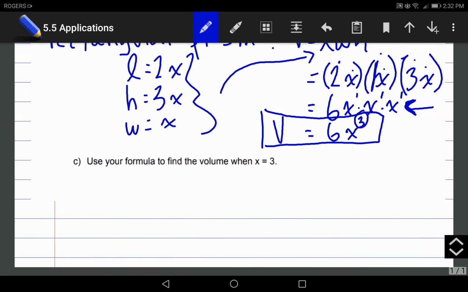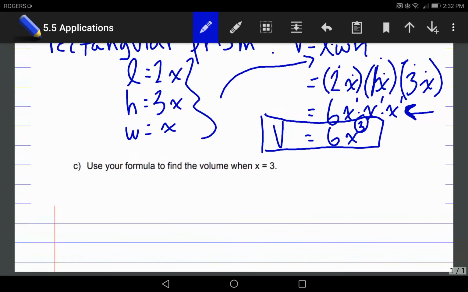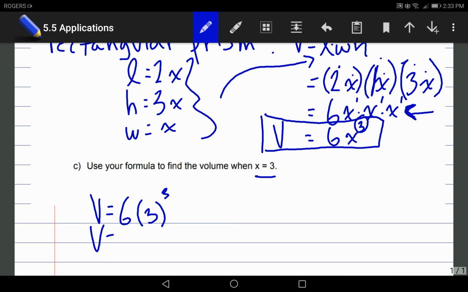let's answer kind of the type of question that always follows up. Once you find the formula, it'll ask you to substitute a value for x. So let's substitute in x equals 3. So we get volume equals 6. Now instead of x, I'm going to put a 3 in brackets. Remember, always replace a letter with brackets in a formula. And then cubed. Follow BEDMAS here, please, everybody. Okay.